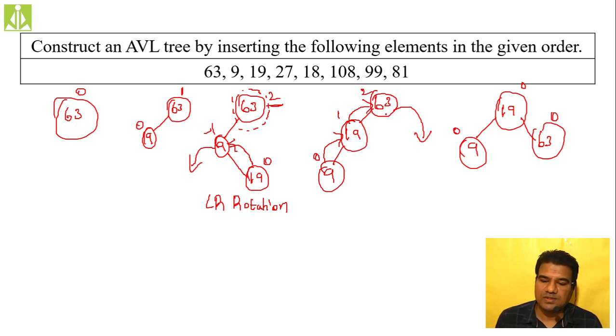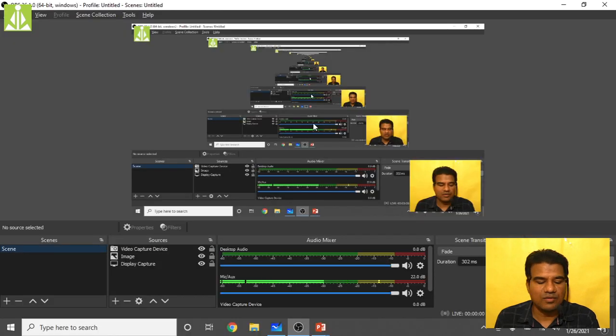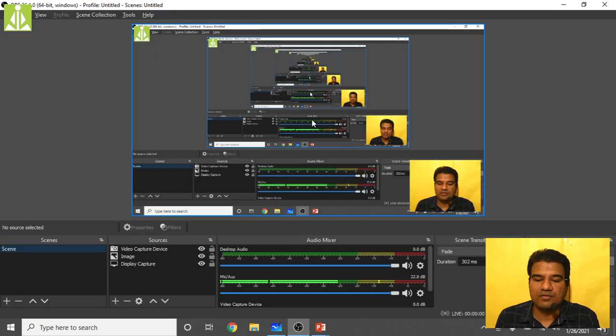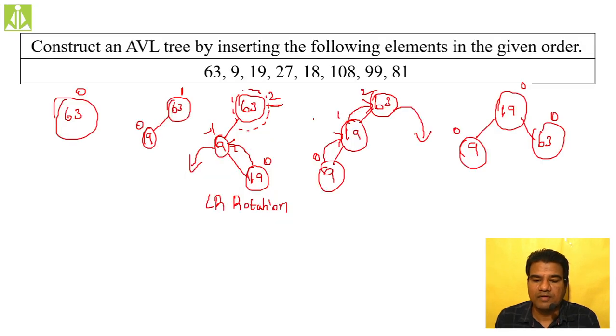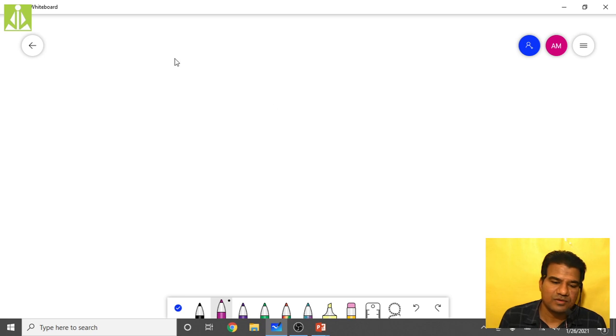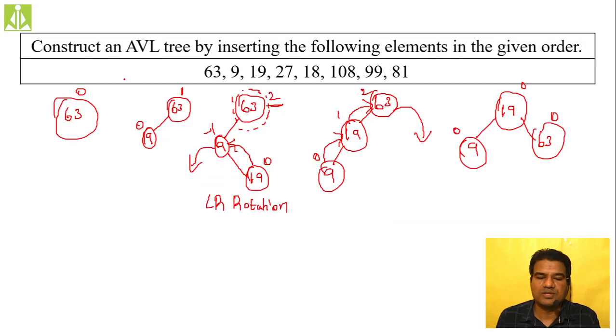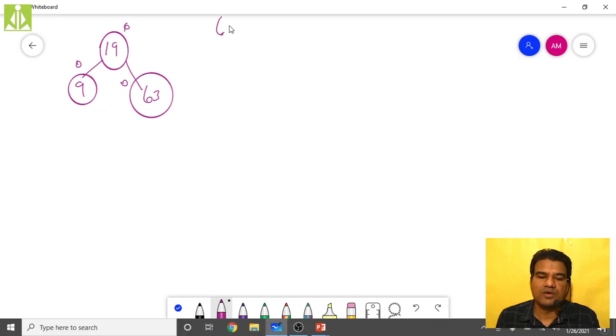So likewise, after that we have to insert 27, right? So I will take this entire thing to the whiteboard. So what we have over there, we have 19, then 9 here, 63, and balance factors 0, 0, 0. Still what else we have to insert? That all numbers I'm writing over here.